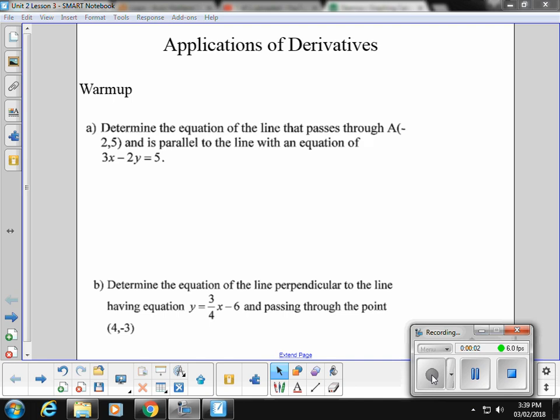Okay, calculus, I am not intending to hurt your feelings or insult you in any way, but just to make sure that we don't forget things that students tend to forget. Let's go over determining the equations of lines given certain pieces of information. So for the first one, I'm asking you to find the equation of a line that passes through a point and is parallel to a different line.